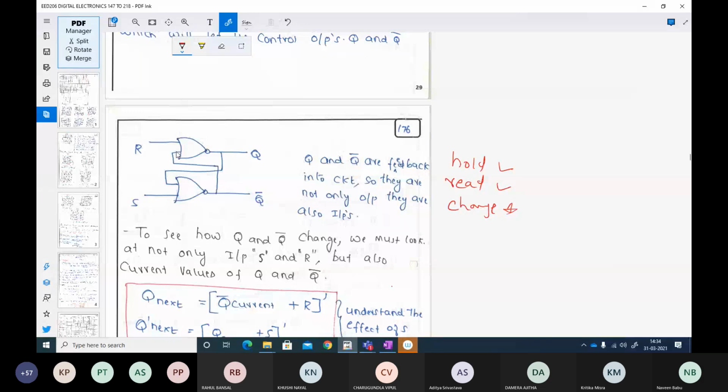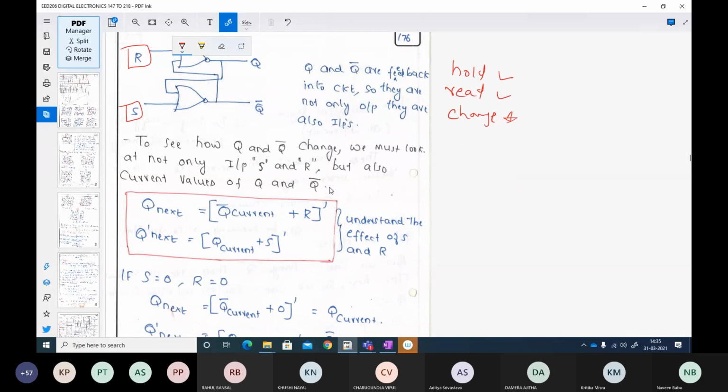Q and Q bar will be fed back to its input. So R stands for reset and S stands for set. Why set is here and reset is here, you will understand now when we analyze this particular circuit. So the Boolean expression for the stable state can be written as Q next equals (Q bar current plus R) the whole inverted.